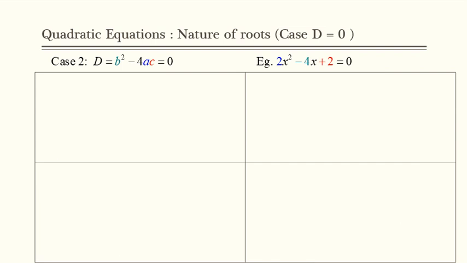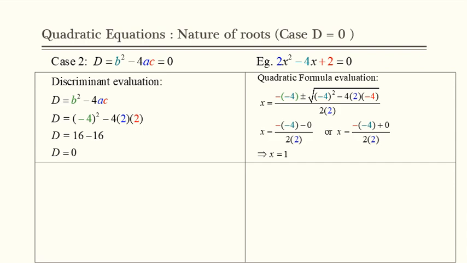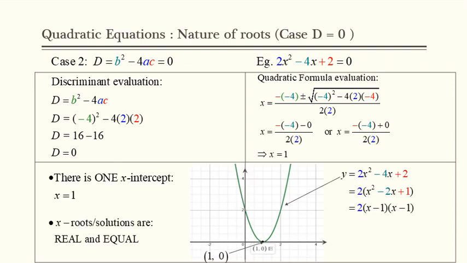Next, consider the equation 2x squared minus 4x plus 2 equals 0. Calculating the discriminant as -4 all squared minus 4 times 2 times 2. Here we have case 2, where the discriminant is 0. In this case, the quadratic formula has the value 0 under the square root sign and produces only one unique value for x. The function will touch the x-axis at one point at x is equal to 1.